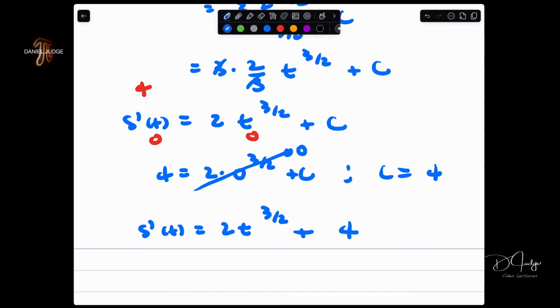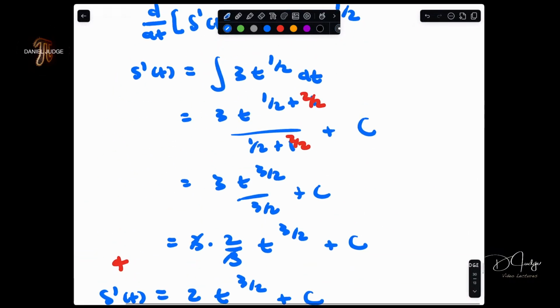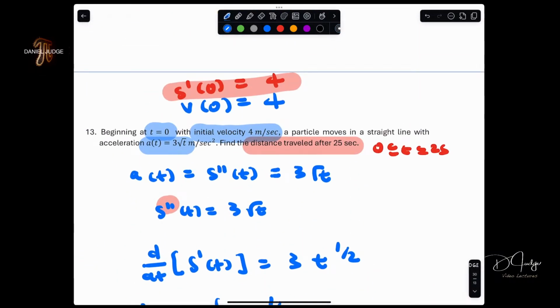Alrighty. Now you say, well, what's the deal with this? Let's double check something here. I just want to express something to you guys. I want to give you a note, because this is a very tricky kind of thing. Distance traveled is not really s of 25 minus s of 0. This will be the net distance traveled, if you guys remember particle motion.